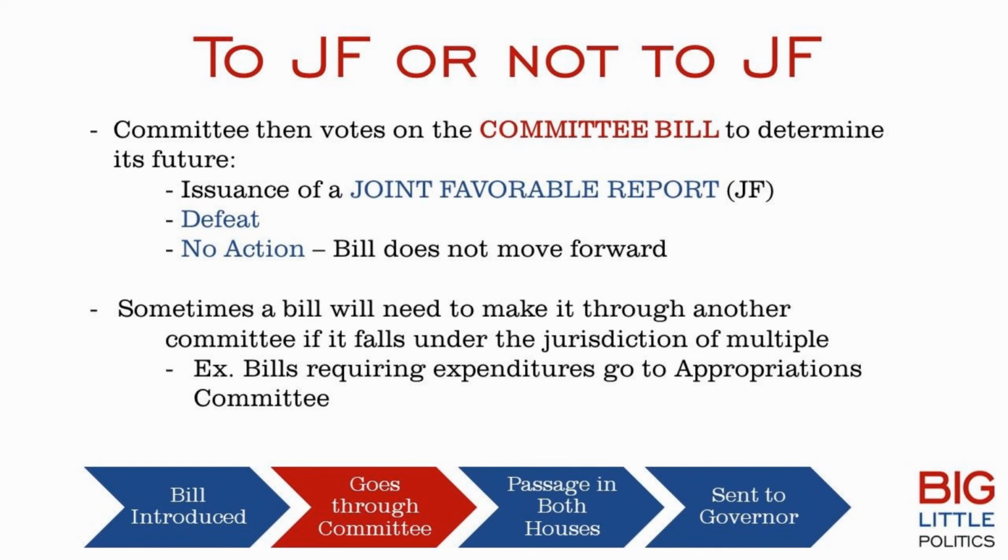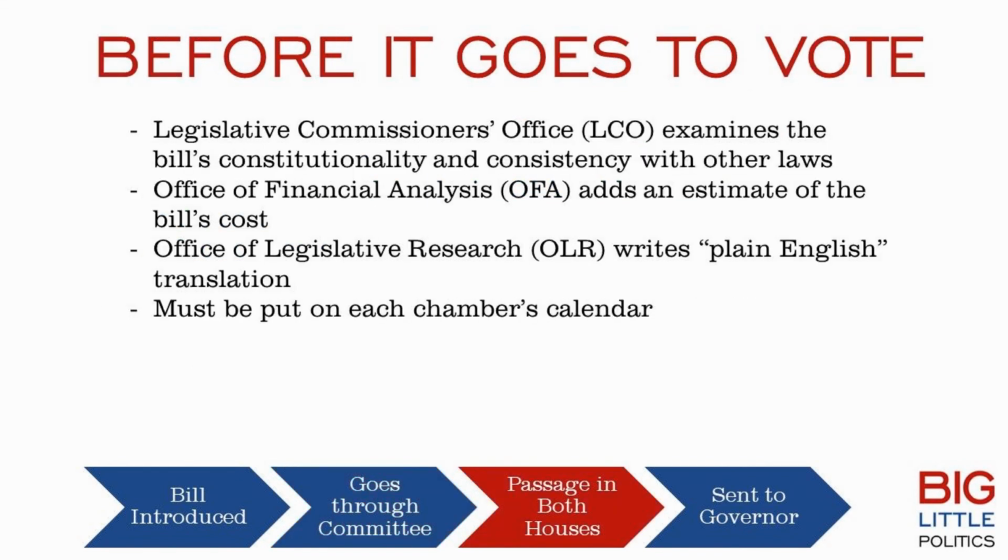And another thing that can happen is some bills will require multiple committees to sign off on it before they can go to the entire houses, and they'll just refer it to another committee here. That other committee does not need to go through the public hearing phase. There are a few administrative hoops that it needs to jump through before it gets voted on, and here they are. It has to go through the Legislative Commissioner's Office, the Office of Financial Analysis, the Office of Legislative Research. It'll get put on the calendars, and again, these are examples of standing staffs, not legislators, but people who work in the state legislature.